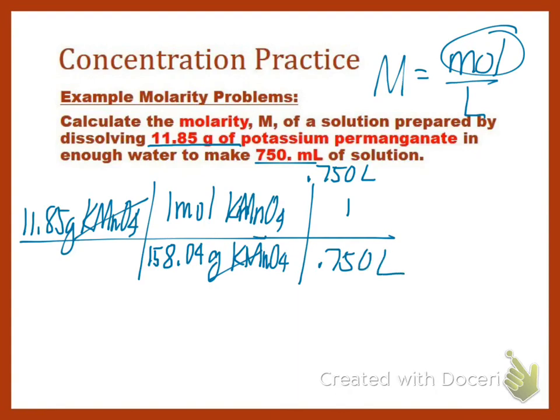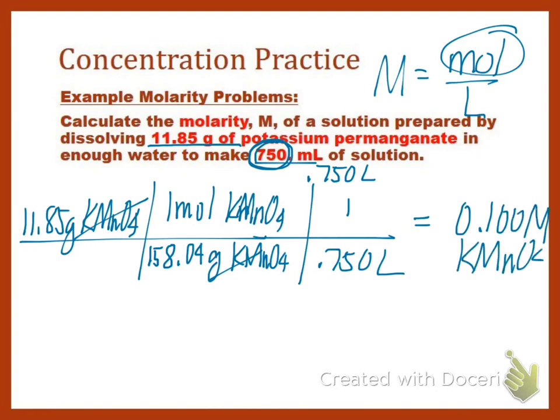Okay? So I'm going to throw all that in my trusty calculator. And I need 3 sig figs because of that 750 dot. So that my answer will be 0.100 molar KMnO4.